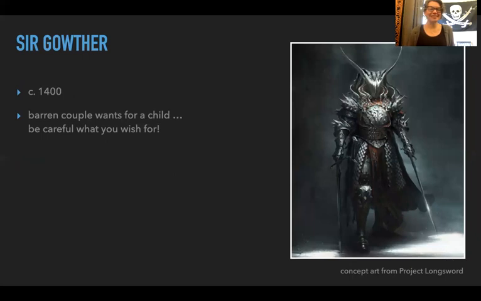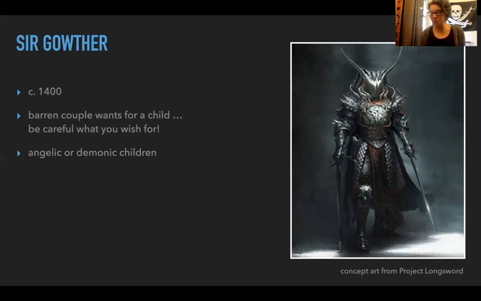Number one of which is this idea that a barren couple wants to have a child. And the story there is, be careful what you wish for. What happens in this story and in several others, including the origin story of the wizard Merlin, is that Sir Gowther's mother, who wishes very desperately to have a child, is impregnated by the devil. Yeah, and that's not so great.